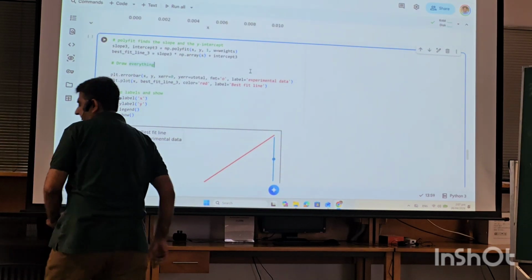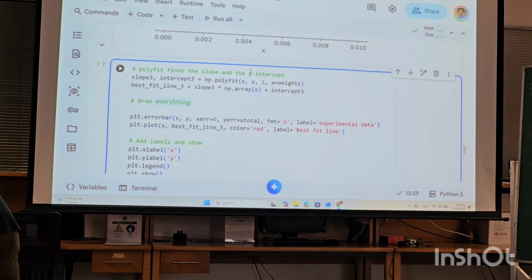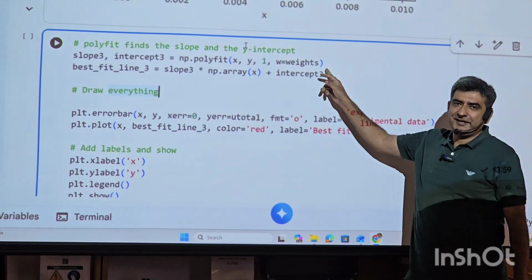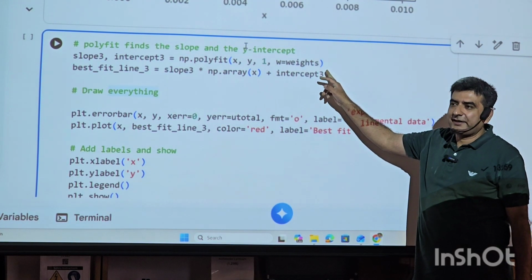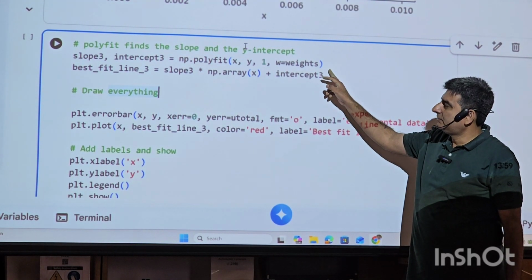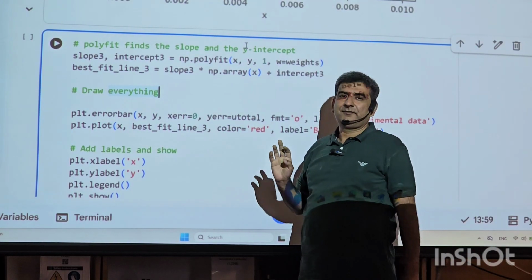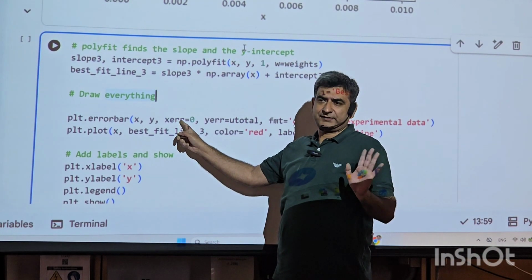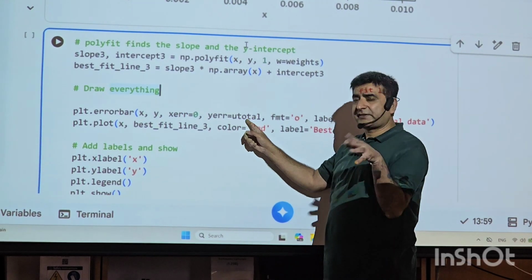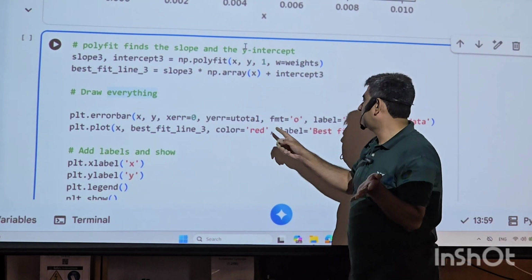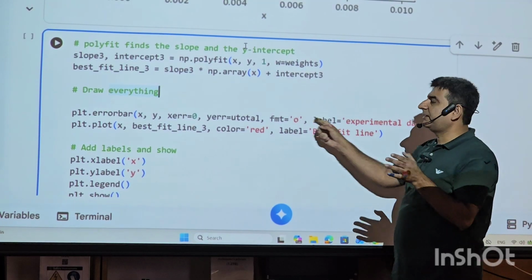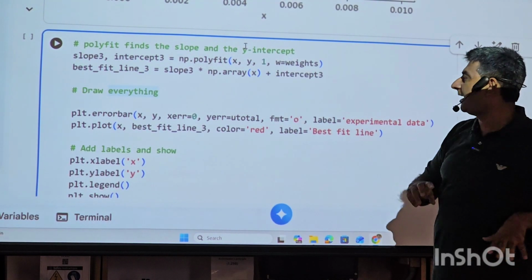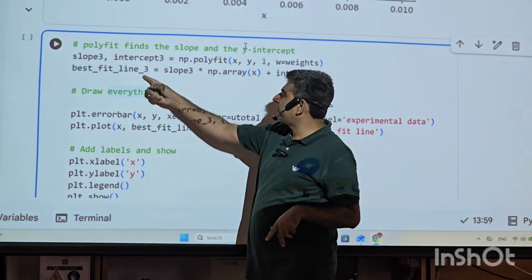So here is the best fit line with inclusion of a weighted array, and then I draw everything with error bars. X, Y, there's no error along X. There is some error along y, which is u total. So here is the experimental data. I just draw points for the experimental data. But for the model, I draw a line. And that line is my best fit line.